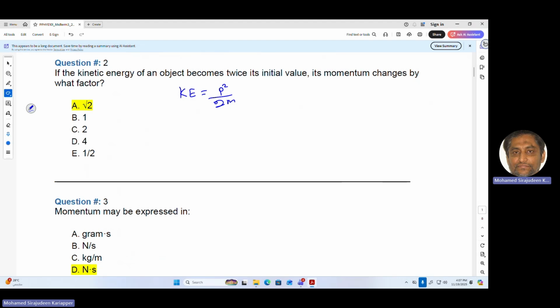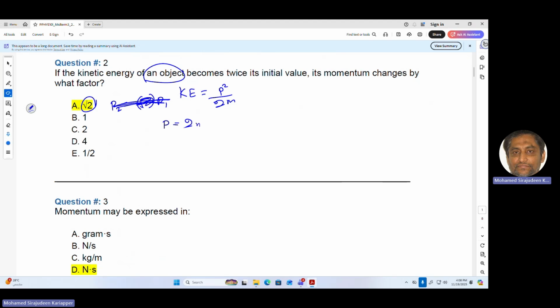is doubled. What happens to the new momentum, for a given object? That means you cannot change the mass of the object. We only change the kinetic energy by changing the speed. So since we are comparing P1 with P2, not KE1 with KE2, the question is to give P2 in terms of P1. So the answer happens to be square root of 2, but we need to figure it out. We don't know what the answer is, right? So it is best to write this equation with P as the subject, because we are comparing P1 and P2, not KE1 and KE2.